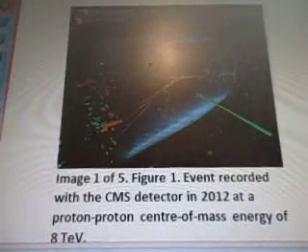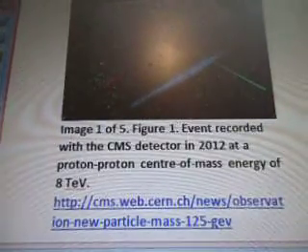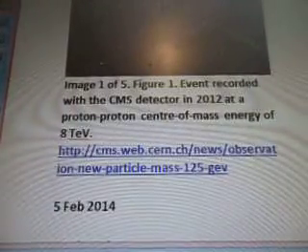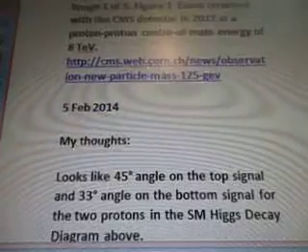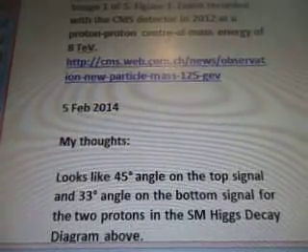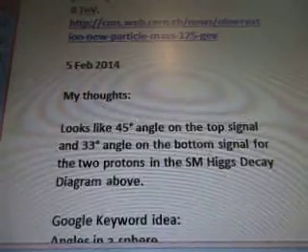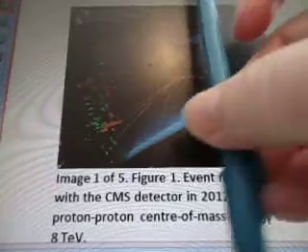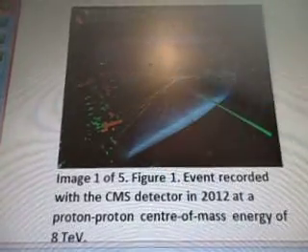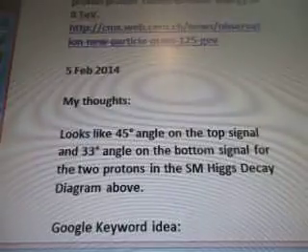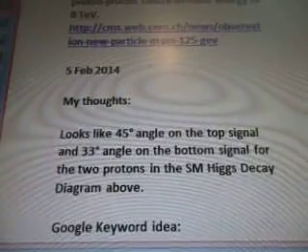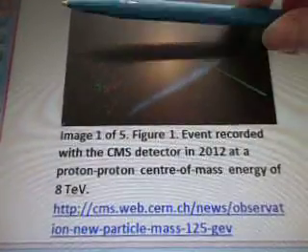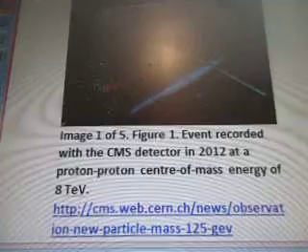So image 1 of 5, figure 1, event recorded with the CMS detector at a proton-proton center of mass energy of 8 TeV. Again, that diagram is from cms.web.cern.ch, which we just looked at 2 seconds ago. February 5th, 2014, my thoughts. It looks like a 45 degree angle on the top signal. So if we go from here to here, this is a 45 degree angle. And a 33 degree angle on the bottom signal for the two protons in the SM Higgs decay diagram above. Okay. So this one goes at 45 degrees and this one goes at 33 degrees.